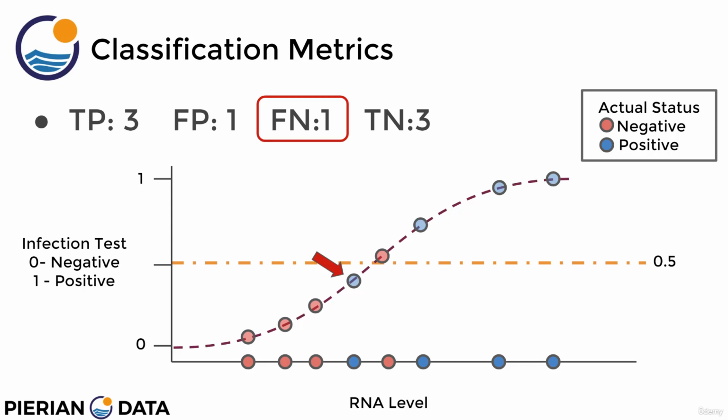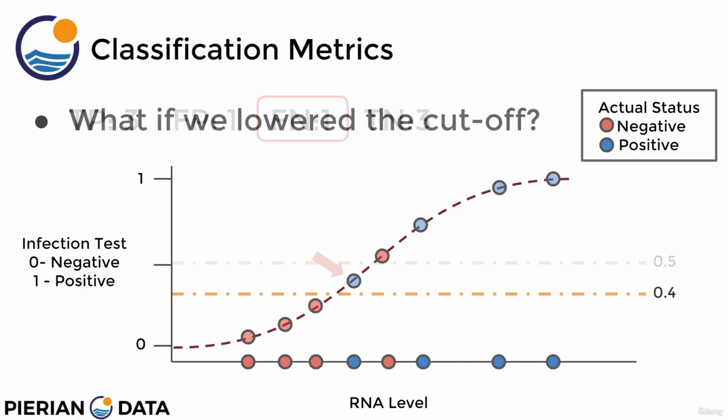You'll also notice that we have a false negative, meaning we have 1 point that is below the cutoff value of 0.5, which we reported back as not having the virus, but in reality, they were positive for the virus.